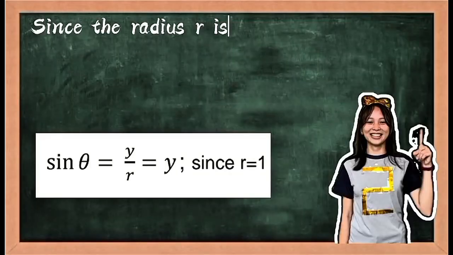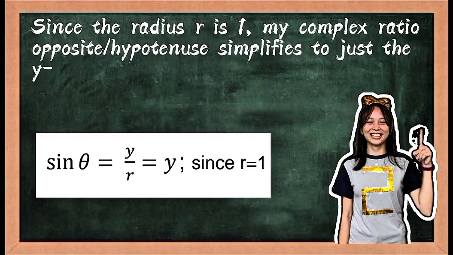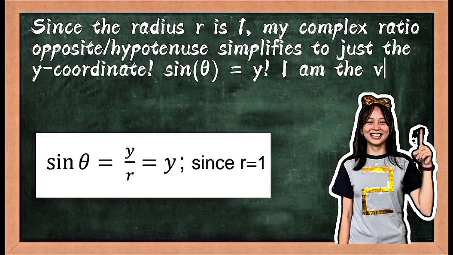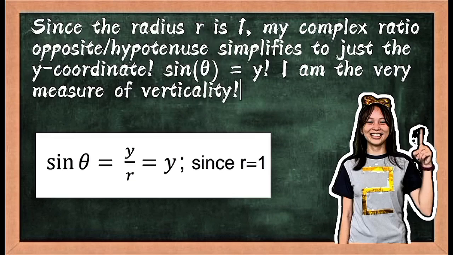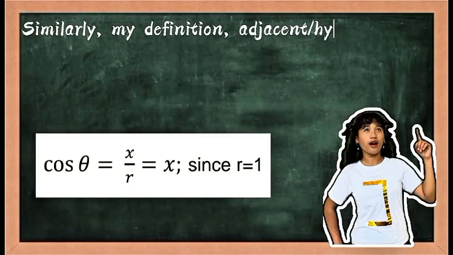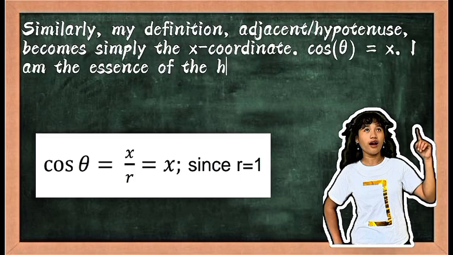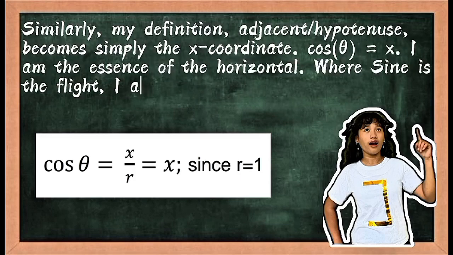Exactly, and I'm sine. Since the radius r is 1, my ratio opposite over hypotenuse simplifies to just the y coordinate. Sine theta equals y. I am the very measure of verticality. And I'm cosine. Similarly, my definition, adjacent over hypotenuse, becomes simply the x-coordinate. Cosine of theta equals x. I am the essence of the horizontal. Where sine is the flight, I am the foundation.